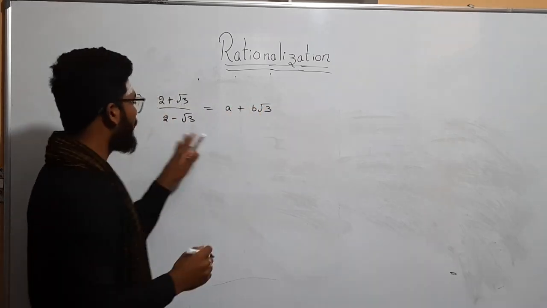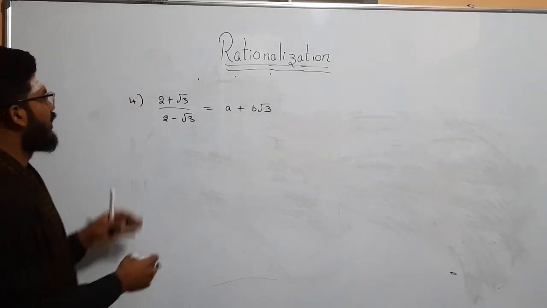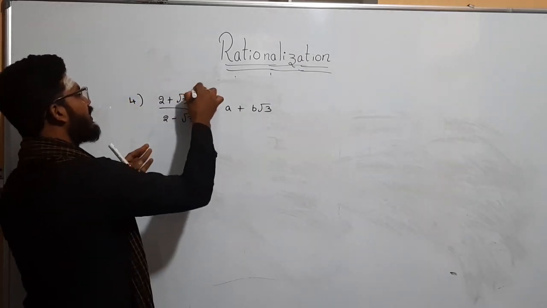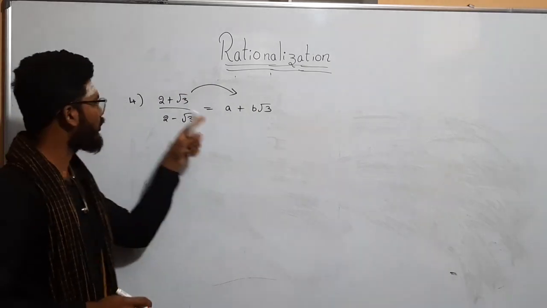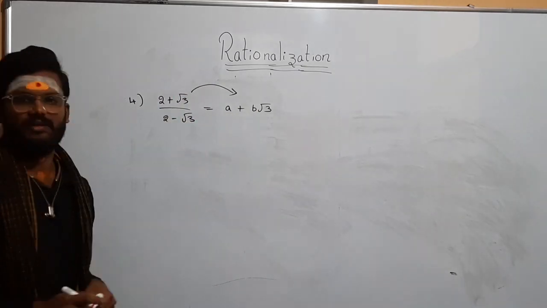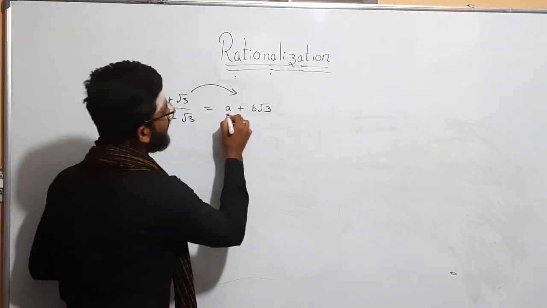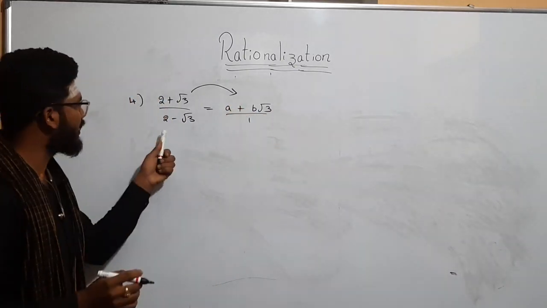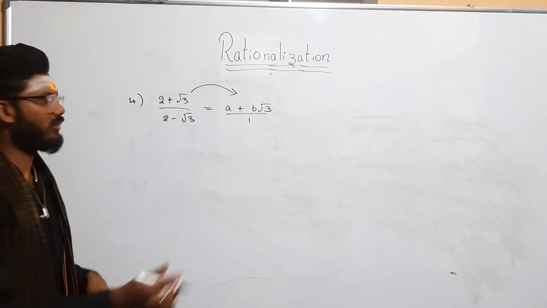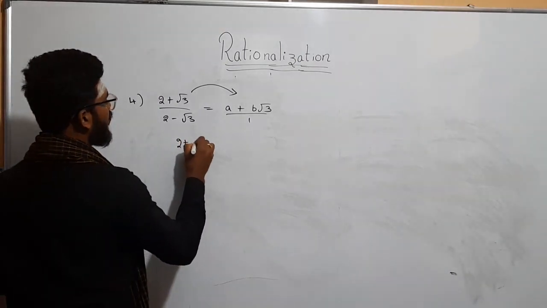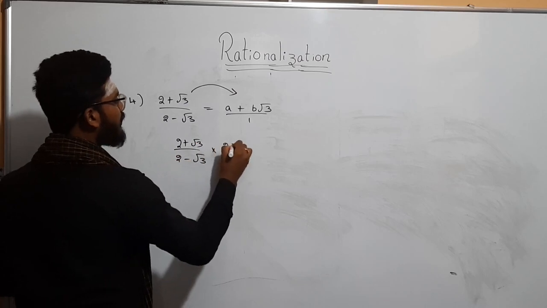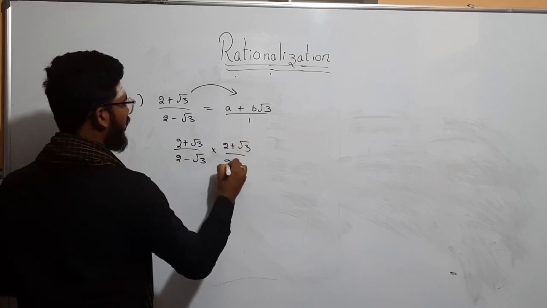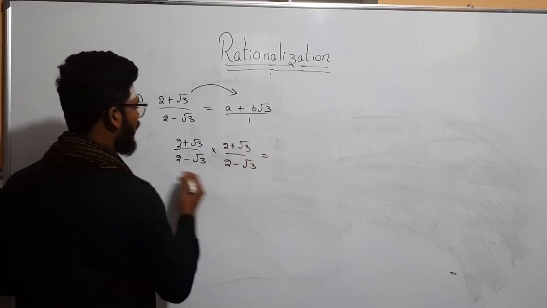See here, what happened here? Here, they transposed this in the form of this one. So, in order to compare this, we have to transpose it like this, so that here the denominator is 1. So, we have to make the denominator a rational number. So, what we can do is take 2 plus root 3 by 2 minus root 3 and multiply it with the rationalizing factor in order to change the denominator.